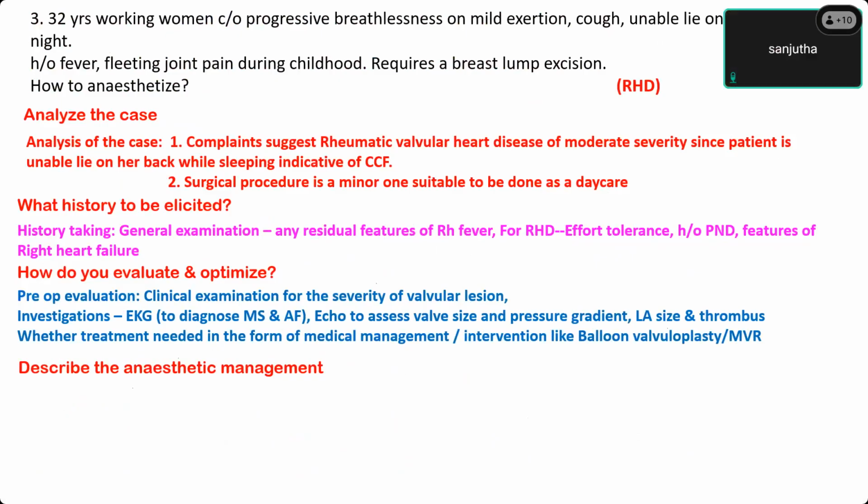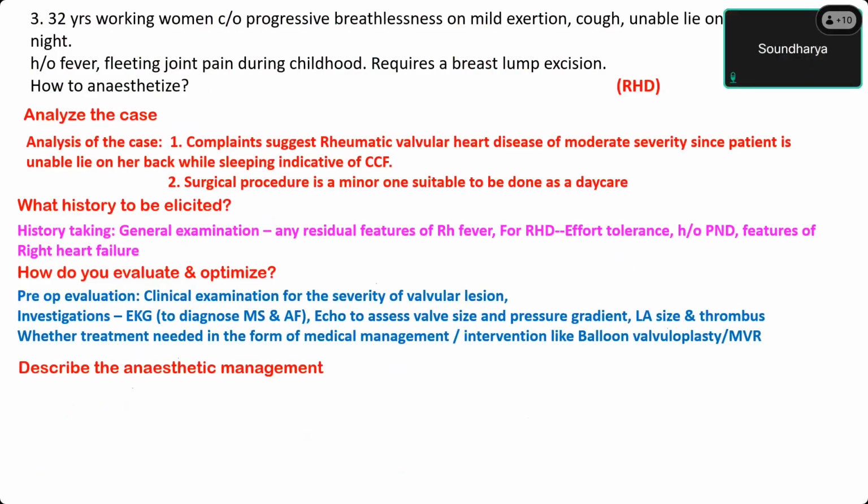Avoid decrease in cardiac output, sir. Again, the goal: PACRRI, that is preload, afterload, contractility, rate, rhythm, and ischemia. So what should be the preload? Adequate preload, avoid hypotension. Optimal or adequate preload. What should be the afterload? What do you mean by afterload?